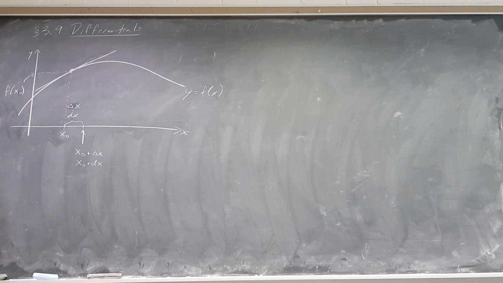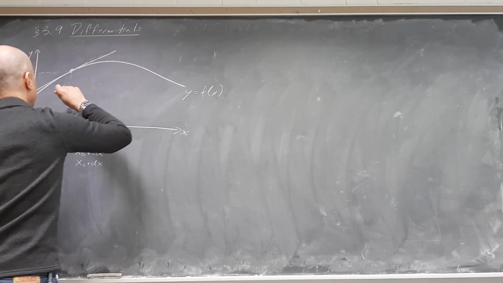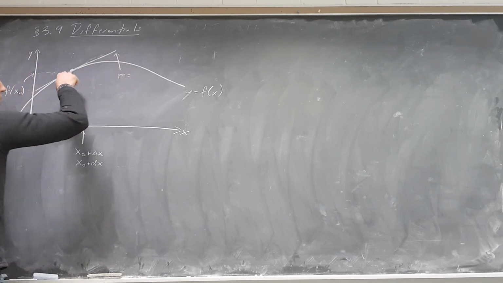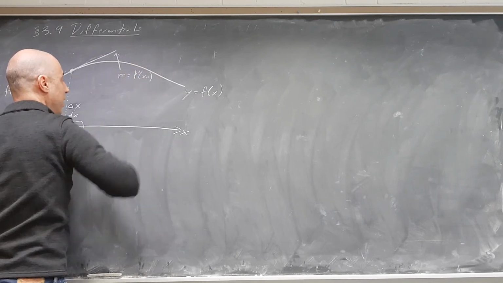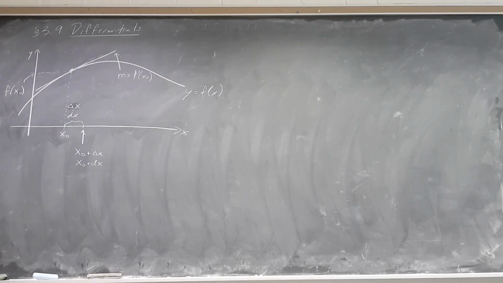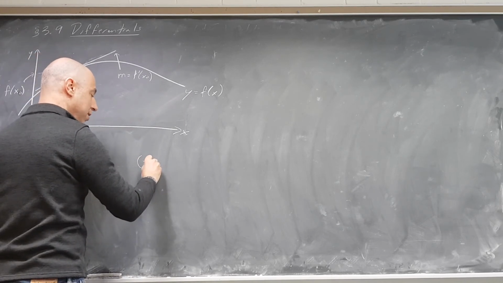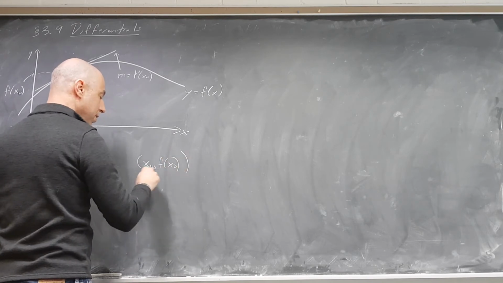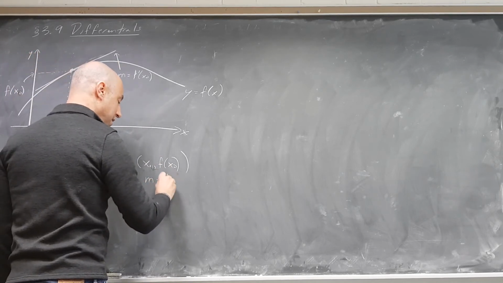Now we can work out the equation of that line. So we know the slope of this curve is just the derivative at x naught. It's just f prime of x naught. And so now we have a point on the line, I should say. Its x coordinate is x naught, and its y coordinate is f of x naught. And we have the slope of the tangent line, I should say, and that's f prime of x naught.